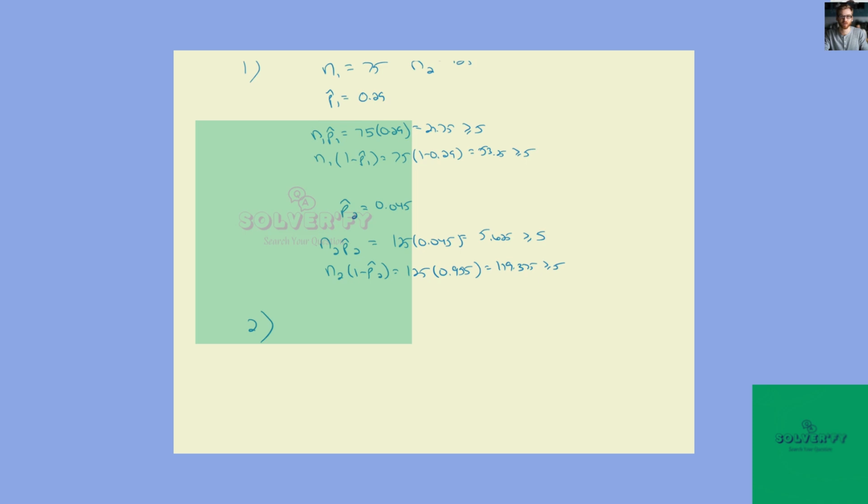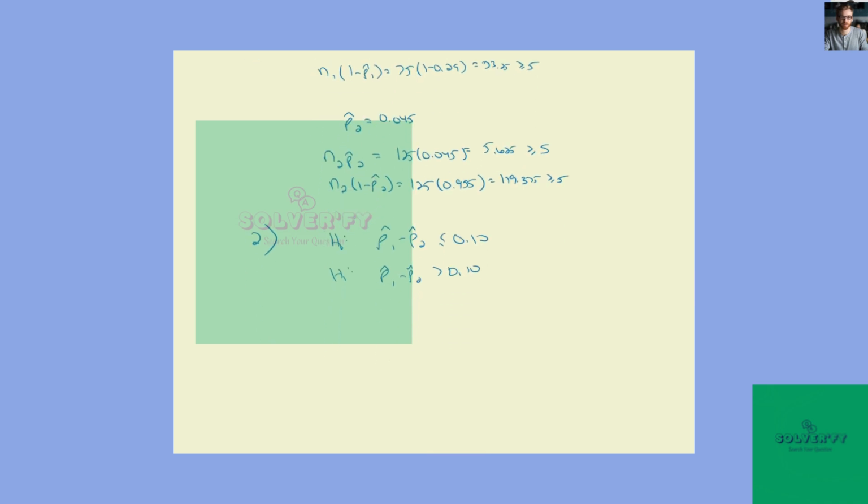Number 2, the null hypothesis is that the injury rate for airport screeners is not more than 10% larger than that of the rest of the federal workforce. So p hat 1 minus p hat 2 is less than or equal to 0.10. And the alternative is that the injury rate for airport screeners is more than 10% larger than that of the rest of the federal workforce. The significance is 0.05.